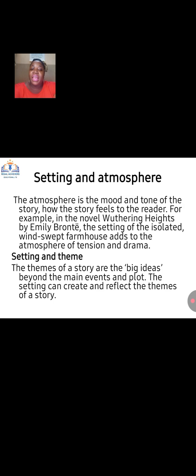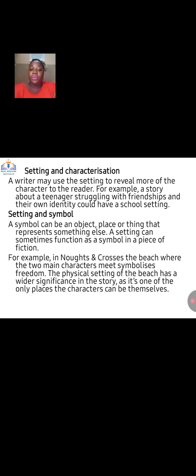Setting and atmosphere. The atmosphere is the mood and tone of the story, how the story feels to the reader. For example, in the novel Wuthering Heights by Emily Bronte, the setting of the isolated wind-swept farmhouse adds to the atmosphere of tension and drama. Setting and theme. The themes of a story are the big ideas. Beyond the main event and plot, the setting can create and reflect the themes of a story.